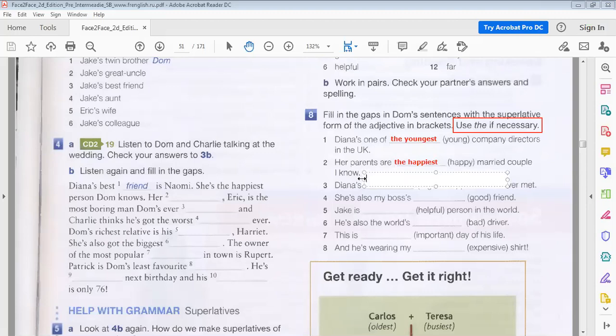Okay, so Diana's the most organized. The most organized. Good, good, good. Salma, what about number 4? She is also my boss's best friend. Yeah. Okay, do we use the or without the? My boss's the best friend. With the.